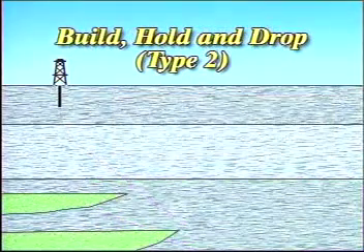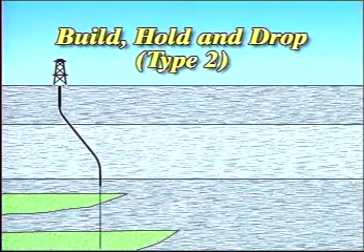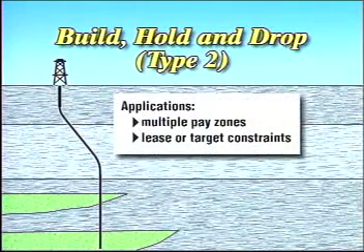The build, hold, and drop pattern likewise employs a relatively shallow deflection and holds angle until it reaches most of the desired lateral displacement. But then the angle is reduced or brought back to vertical to reach the target. This pattern is primarily for wells in multiple pay zones or where there are lease or target constraints.